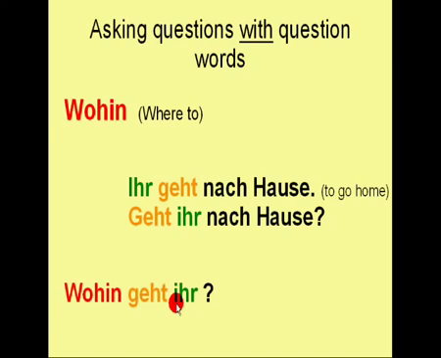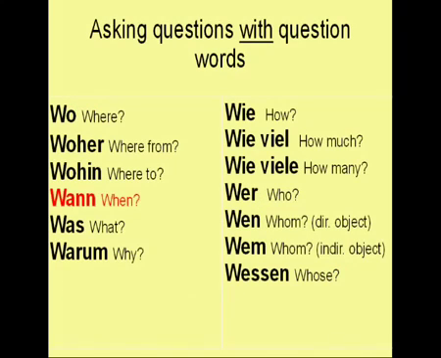Wohin geht ihr? As you can see, I kept the position of the verb and the subject in this question without question word. And I simply put the question word in front of these two words. Wohin geht ihr? Where do you go to? Or where do you go? Then we have the word wann, which means when.